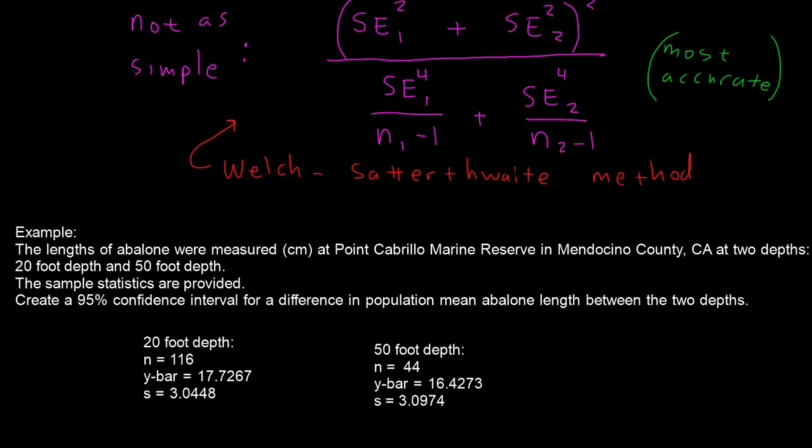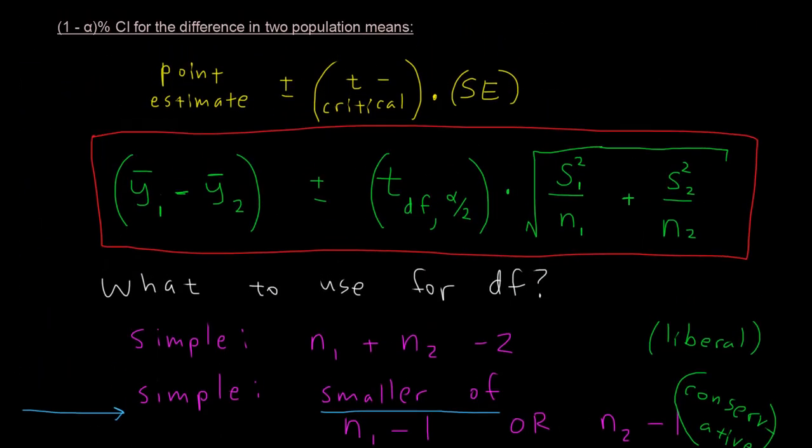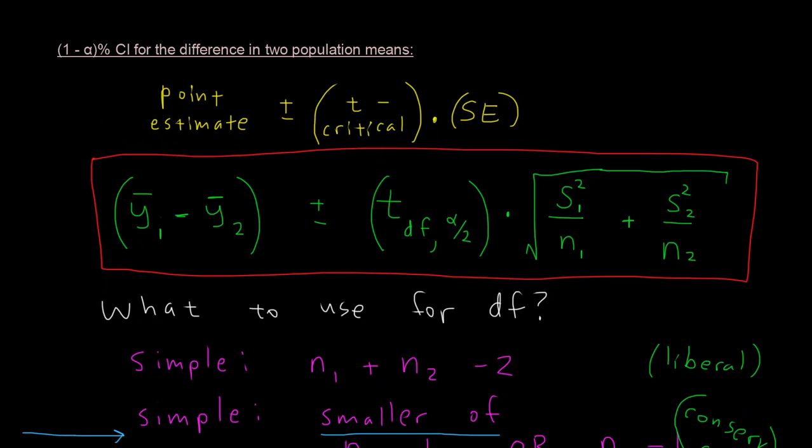Okay, so let's take a look at what we have and what we are going to need in order to calculate this confidence interval. So I'm going to scroll up to the formula in our red box up here. So we've got the s's, the n's, the y bars. What we need to find is the t critical value, so that we can fully construct this confidence interval.